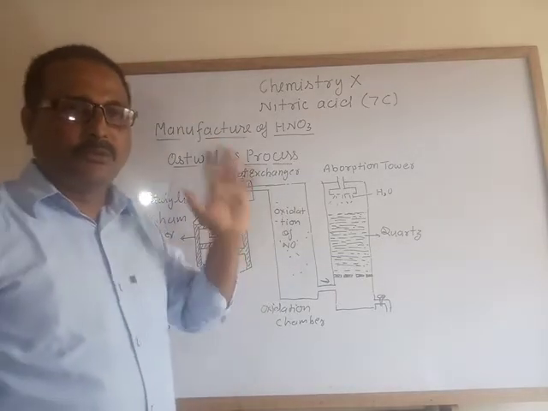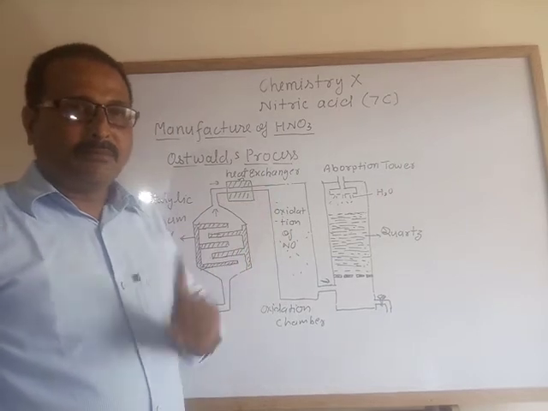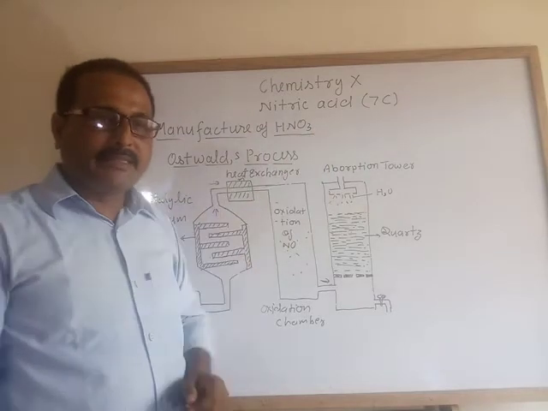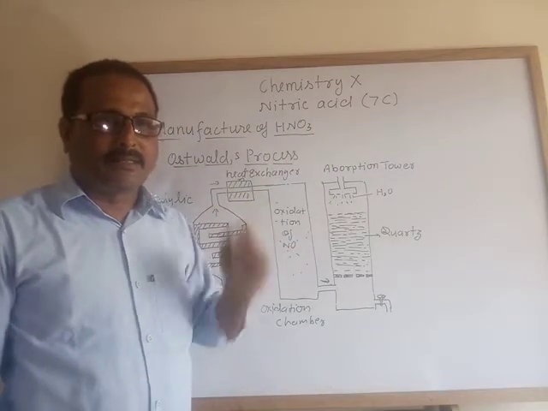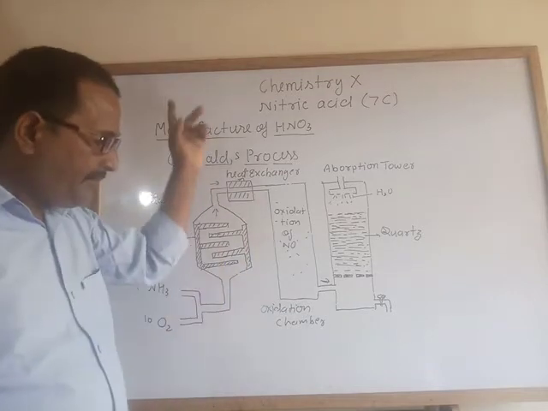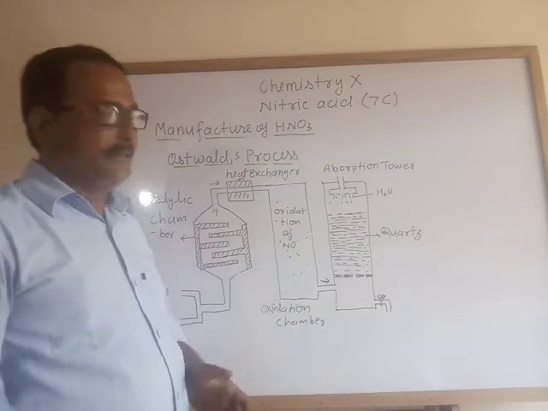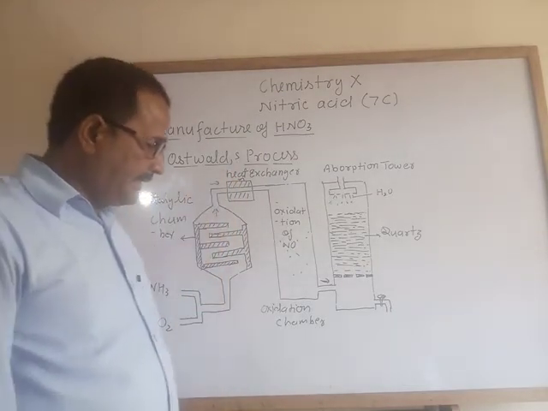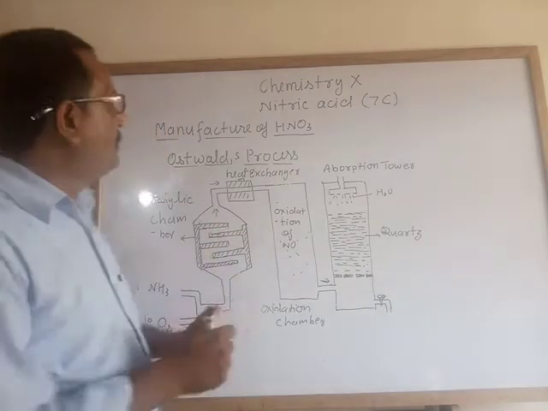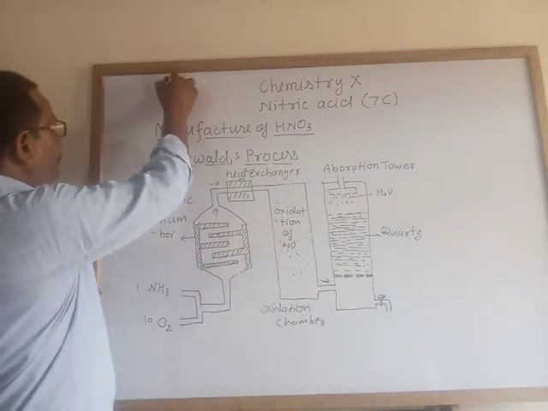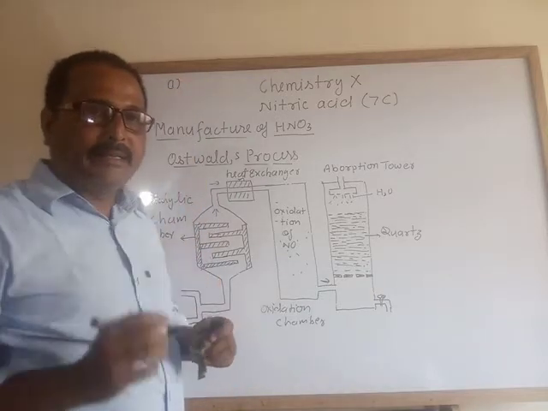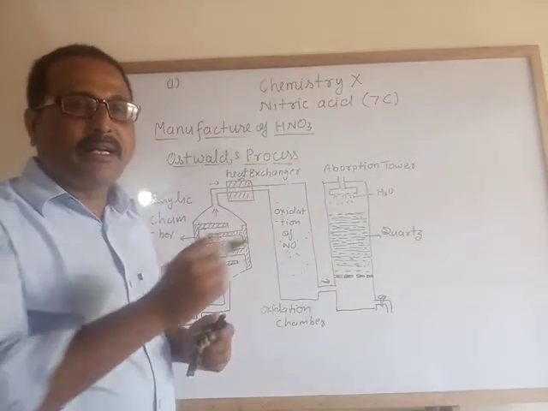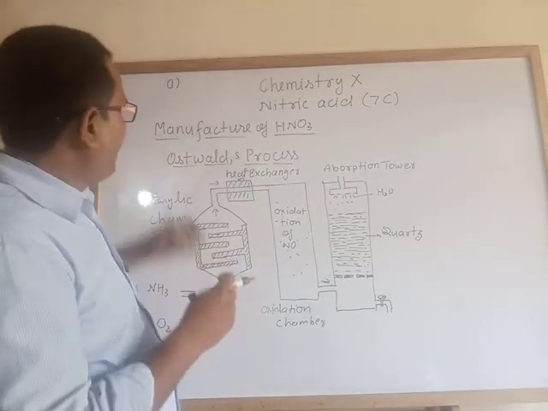How can you remove the yellowish color? The acid which we prepare in the lab is yellowish in color, so how can we remove it? First, by bubbling of air. Second, dilution with water. Only two methods: first, bubbling by air, and second, dilution with water. We can remove the yellowish color of the nitric acid.